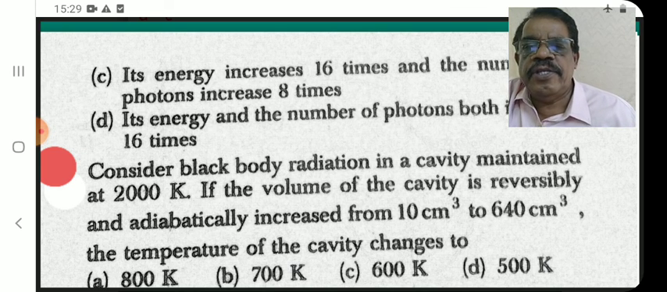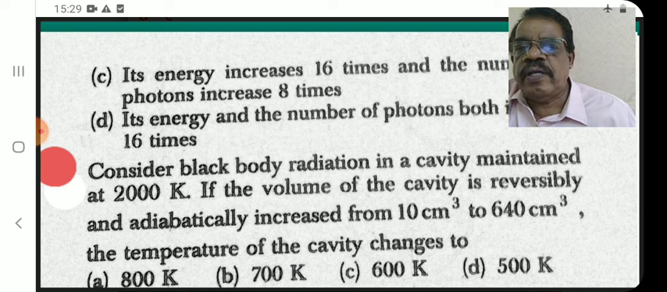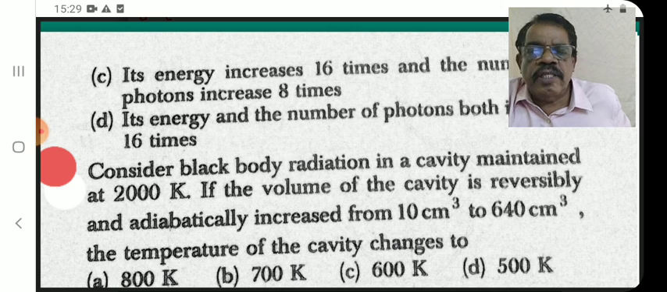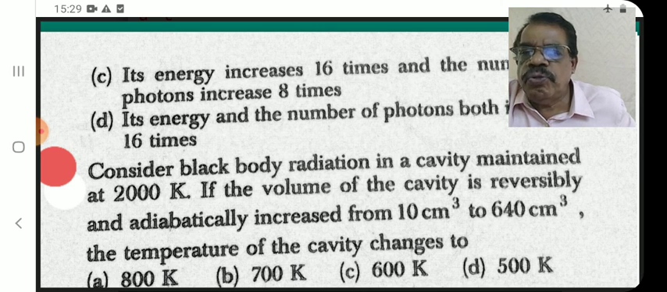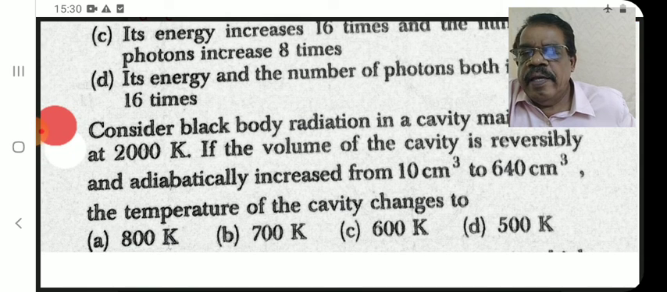Consider black body radiation in a cavity maintained at 2000 K. If the volume of the cavity is reversibly and adiabatically increased from 10 cm cubed to 640 cm cubed, the temperature of the cavity changes to 800 K, 700 K, 600 K, or 500 K.